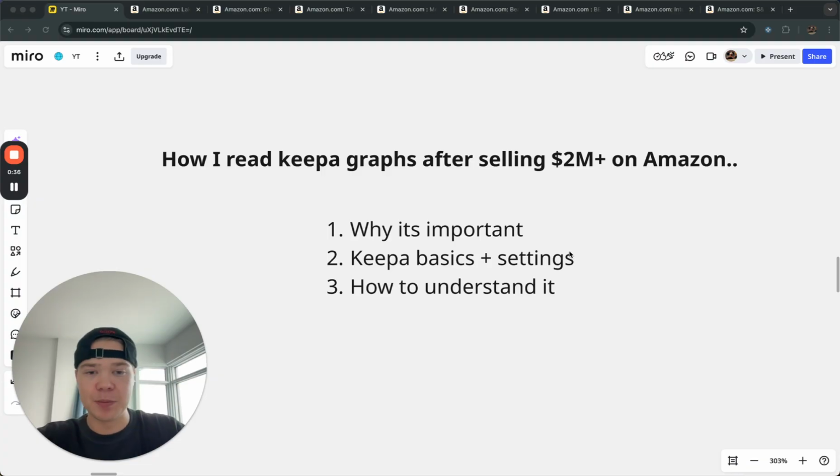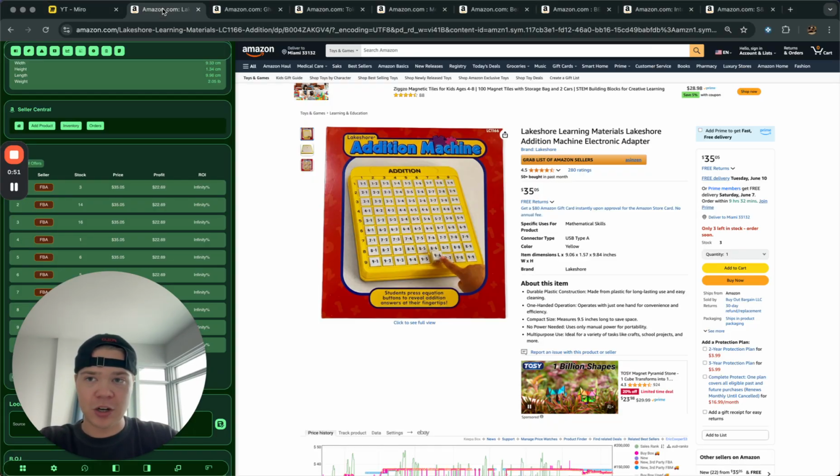I'm going to be sharing the Keepa basics and the settings that I'm using for Keepa and just how you guys should set yours up, especially if you're a beginner and you don't really fully understand everything yet. And then I'm also going to be going over some products and just how to actually understand the Keepa graph. Okay, so let's get started.